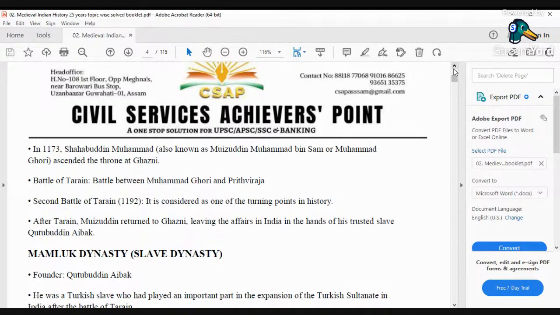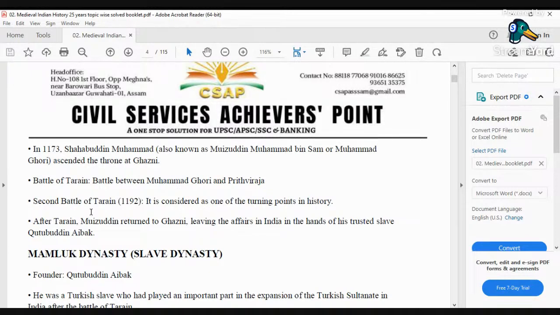Now, as far as Muhammad Ghori is concerned, he is most famous for two battles, known as the two battles of Tarain, which he fought against the ruler of Ajmer. The ruler of Ajmer was a Chauhan ruler, one of the most important rulers of the Chauhans. And what was Chauhan? Chauhan was a Rajput clan, and the name of this ruler was Prithviraj Chauhan. Against Prithviraj Chauhan, Muhammad Ghori fought two battles, in 1191 and in 1192.